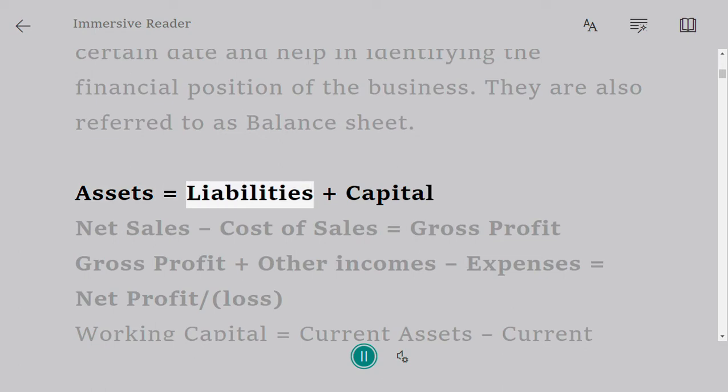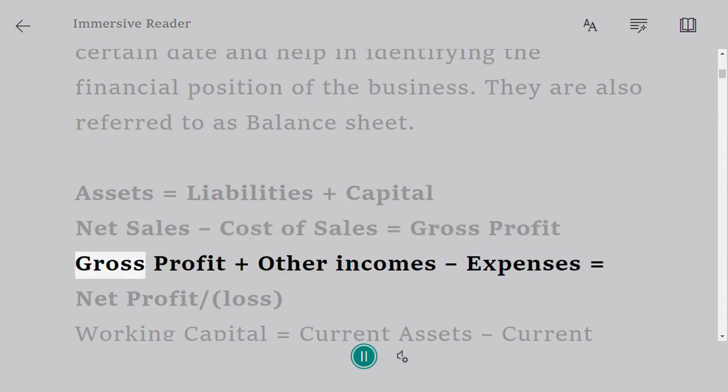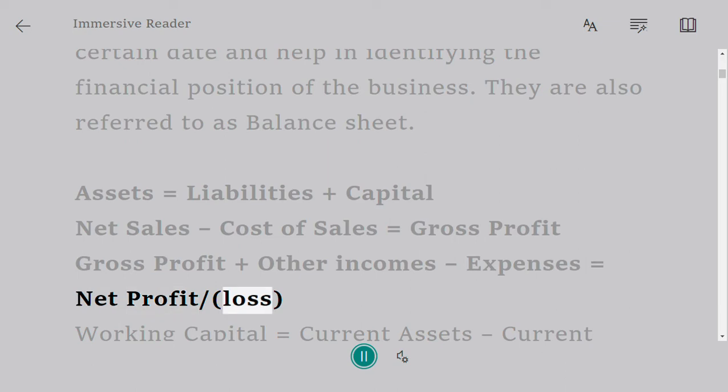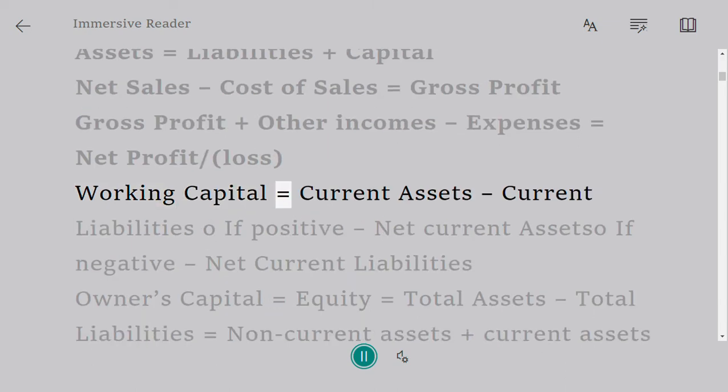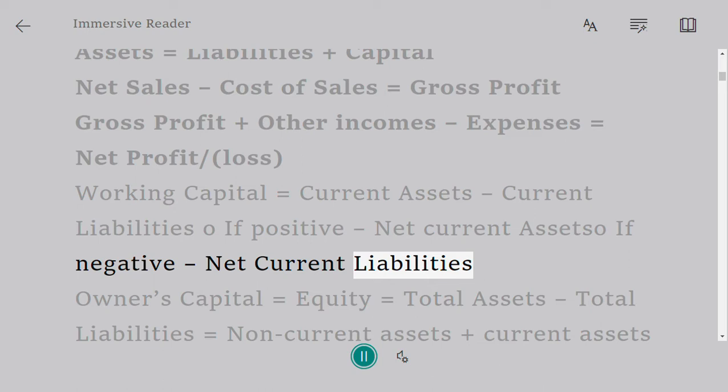Assets equals liabilities plus capital. Net sales minus cost of sales equals gross profit. Gross profit plus other incomes minus expenses equals net profit or loss. Working capital equals current assets minus current liabilities. If positive, net current assets; if negative, net current liabilities.